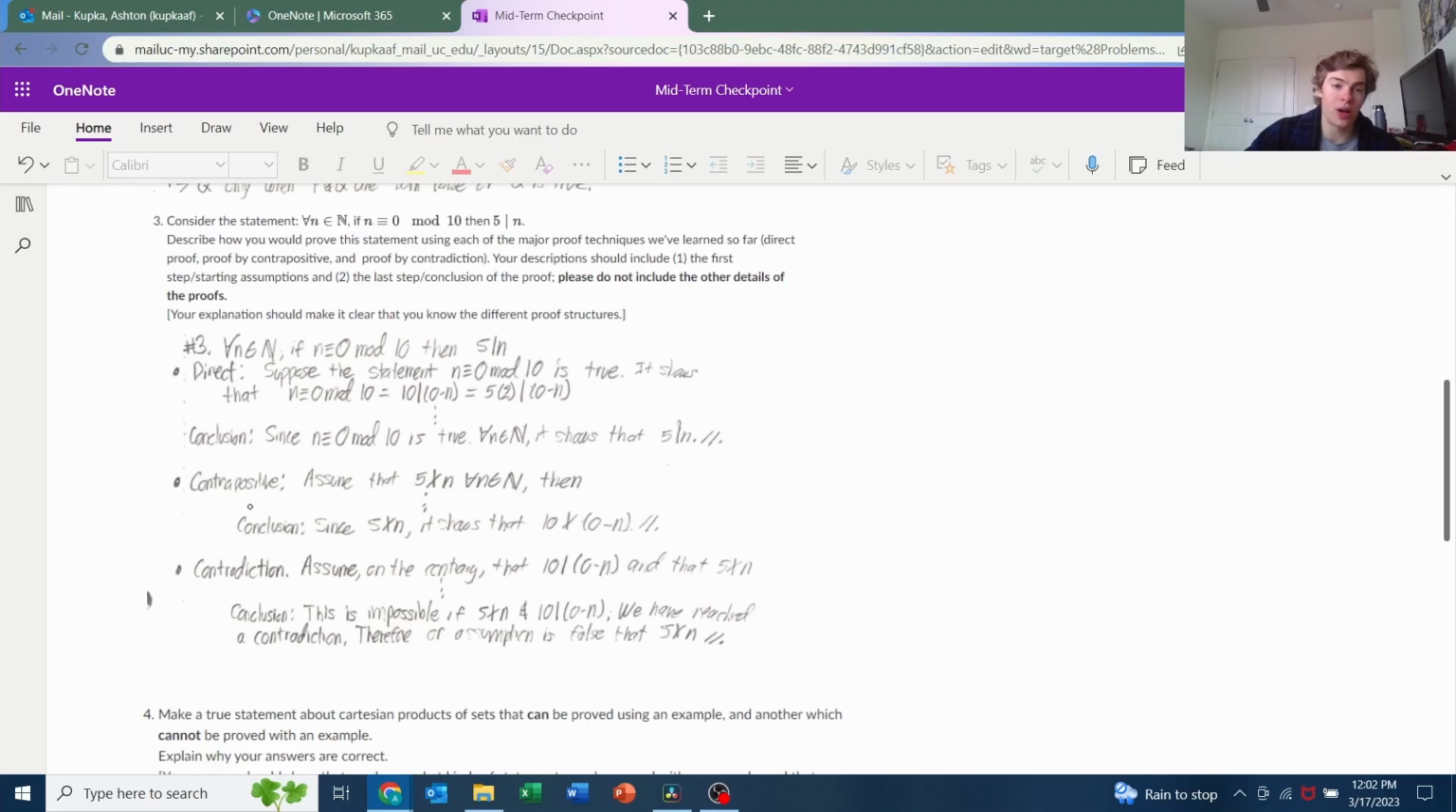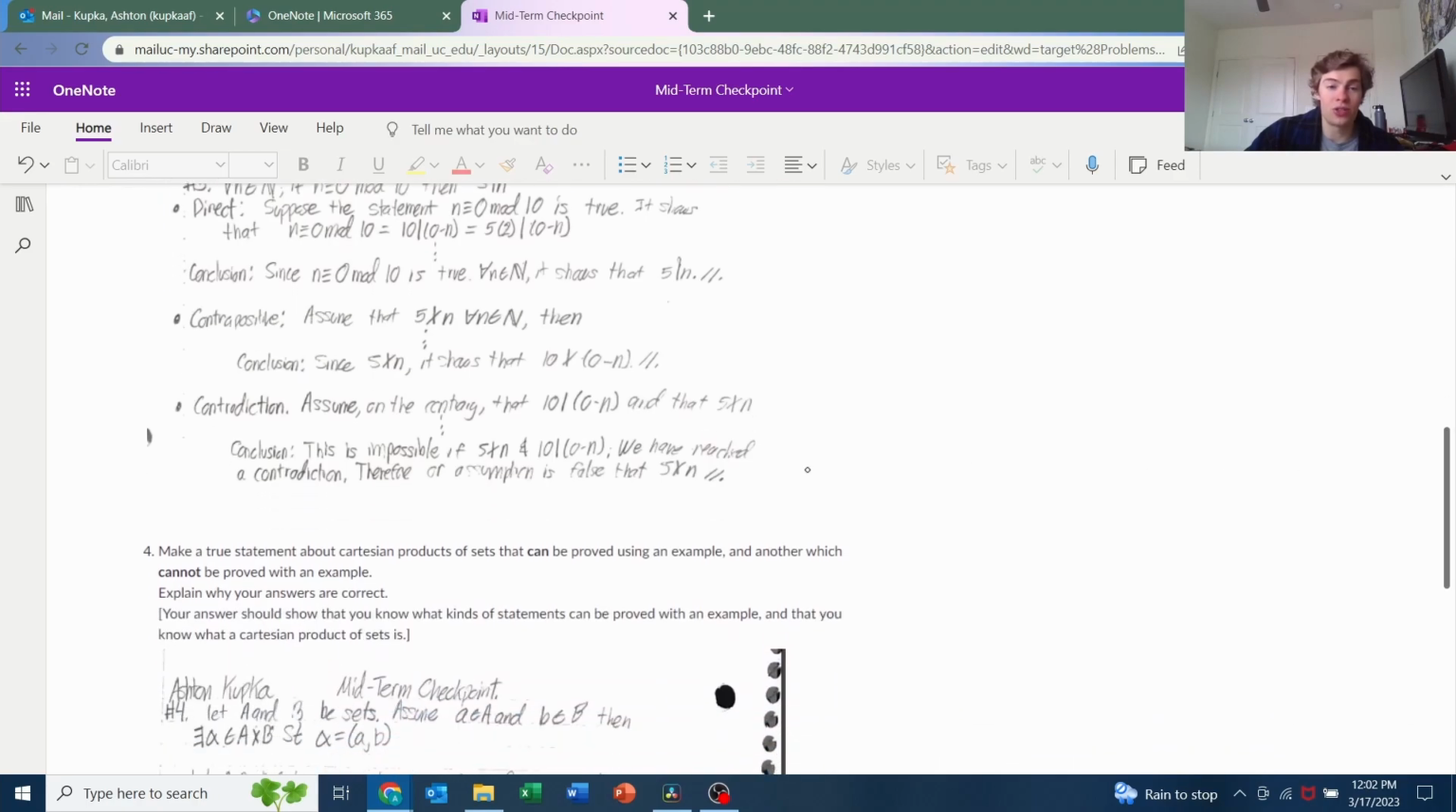Next, we're going to look at the contrapositive. So we're going to assume that our Q of x is false. So assume that 5 does not divide n for every n in the set of natural numbers. Then do a lot of math to show why it's true. Conclusion: since 5 does not divide n, it shows that 10 does not divide 0 minus n. And then there's our proof.